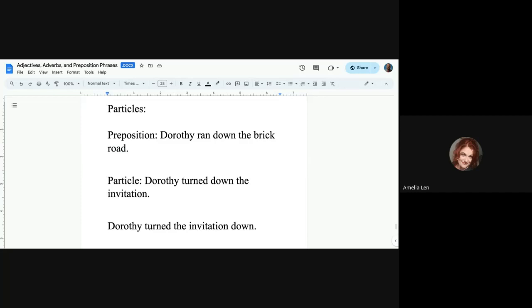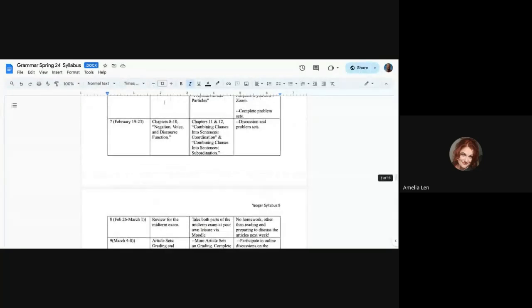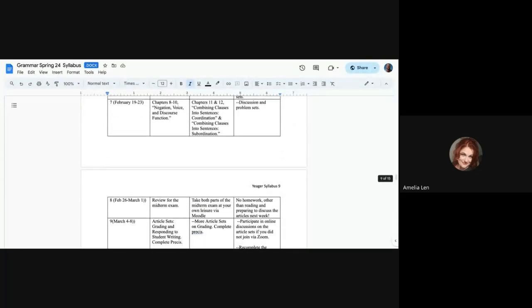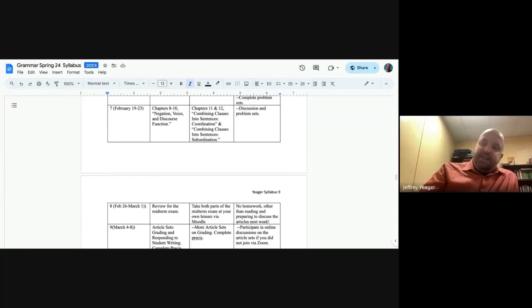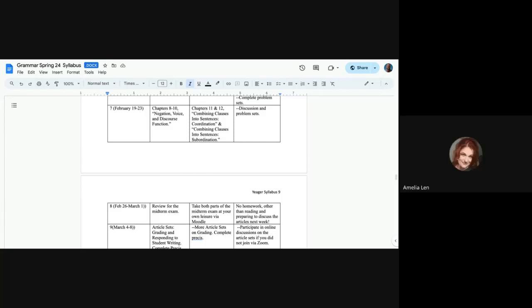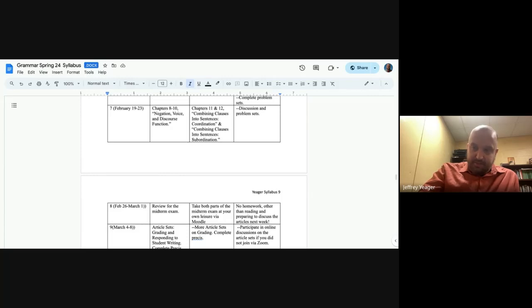Is there anything other than reading chapters 8 through 10 that you want done? I'm sure there's a discussion, but. Yeah, I showed you that discussion at the beginning of class, and then I'm going to put up some practice problems for everybody to do too. Discussion and practice problems. Right. Okay.